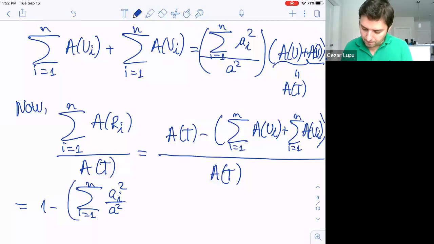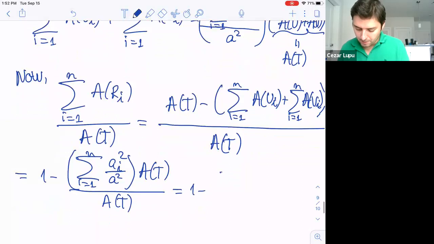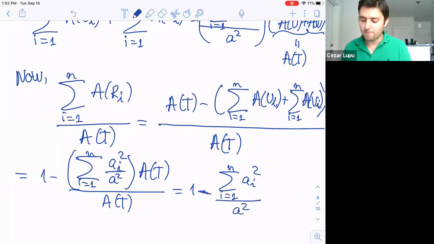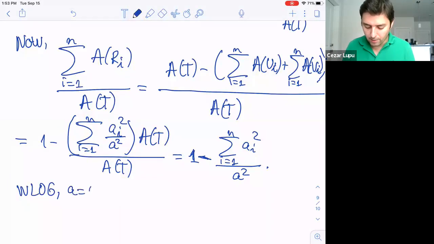Times A of T over A of T, which is nothing else than just 1 minus the sum of A_i squared over A squared, right? But now, well, it doesn't matter. Without loss of generality, we can assume A equals 1. It doesn't really matter.